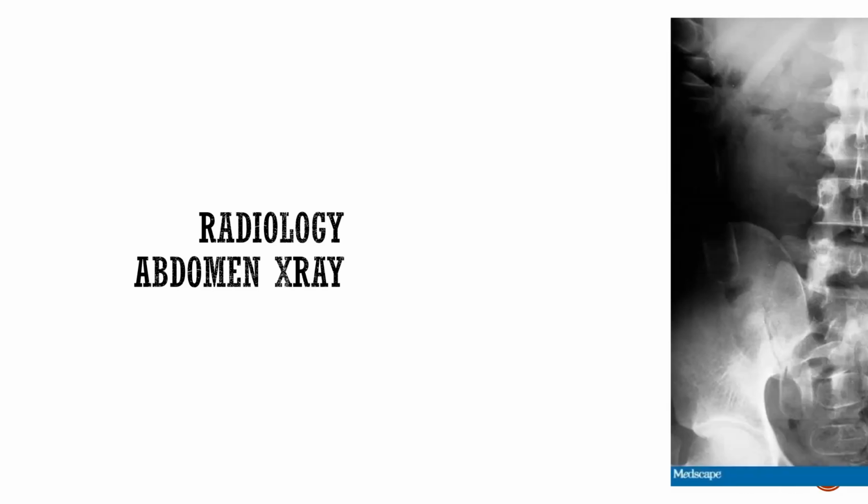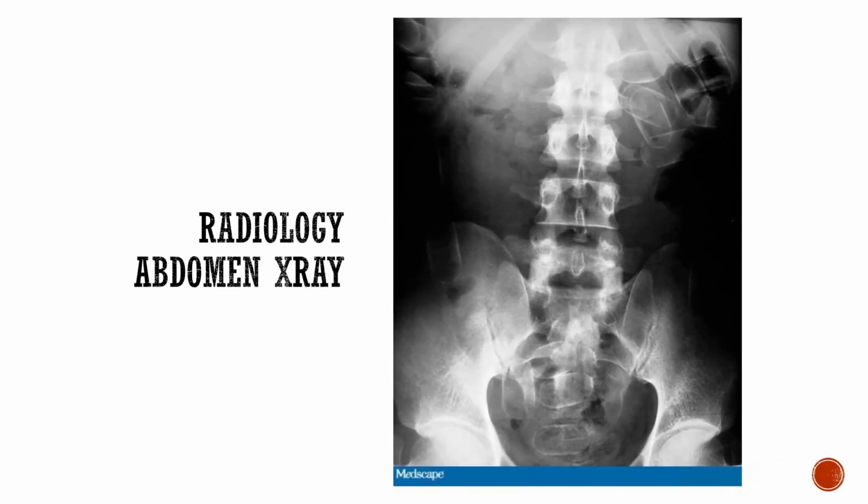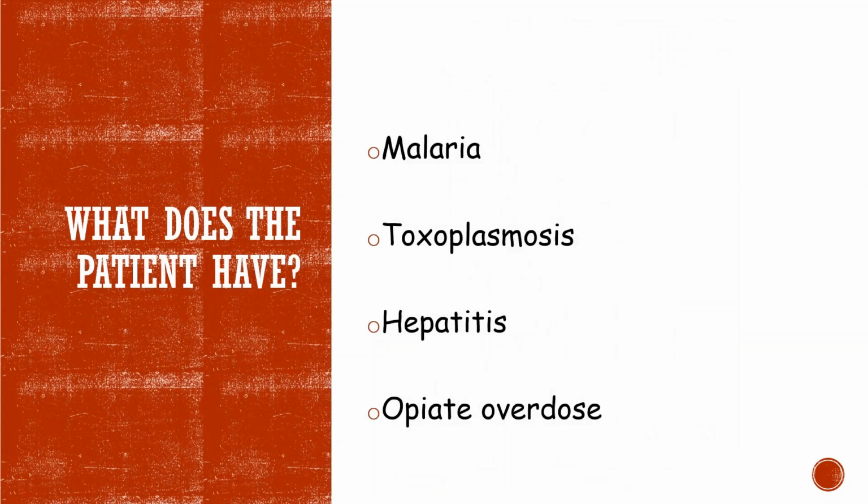So after the lab test, we do a chest x-ray which prompts us to do an abdominal x-ray, and this is what we see. So I would recommend everyone to take a close look because this hints at the diagnosis. So what does this patient have? Is it malaria, toxoplasmosis, hepatitis, or opiate overdose?